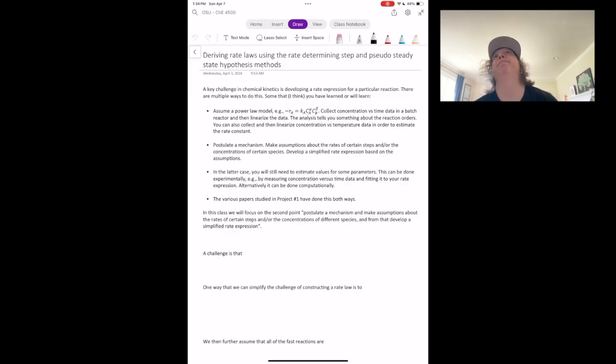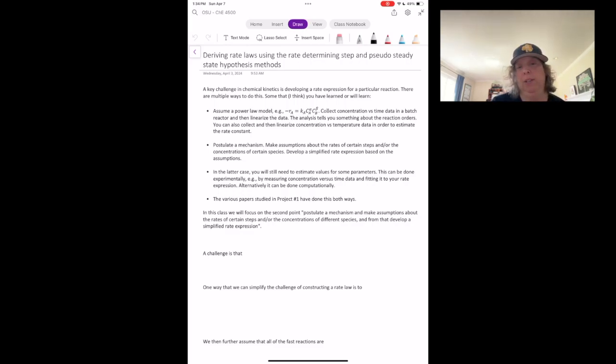So if someone has given us a good reaction mechanism, I think it's good to use that. And if not, then we have to postulate one. But then once we have a mechanism, we can use one of these methods, either rate determining step or pseudo-steady state hypothesis, to get us to the place of having a rate law that we can use in a reactor design. So this is a key challenge.